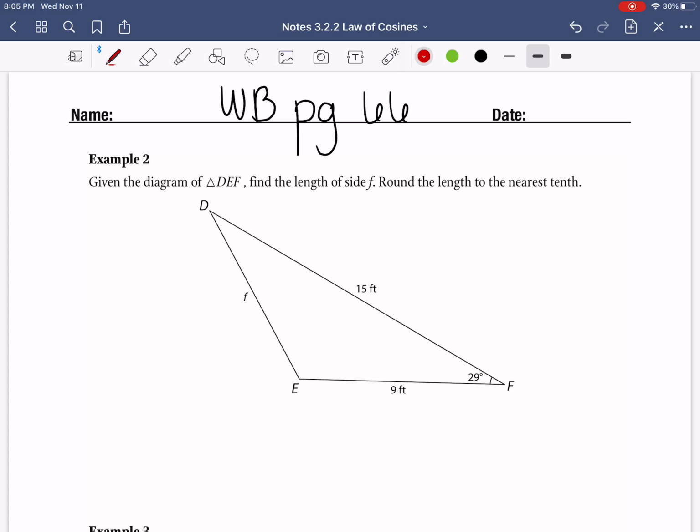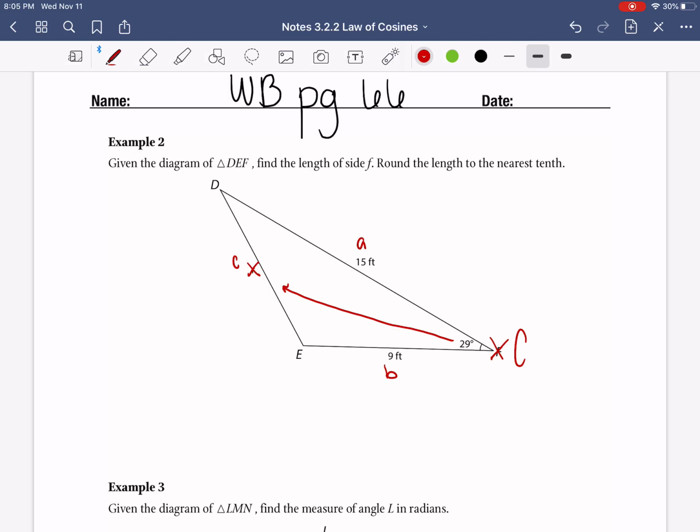Okay, so notice how they gave us a triangle not labeled ABC. That's okay. That part doesn't matter. The only angle that's given, notice there are 3 angles and only one of them is given. There's 29 degrees right here. It doesn't matter what it was originally called. I'm going to call that capital C because the angles are labeled as capitals. Across from capital C, I'm going to call this little c. And then these 2 pieces are little a and little b. It doesn't matter which one is which. All right, I'm going to plug these into my formula and solve.